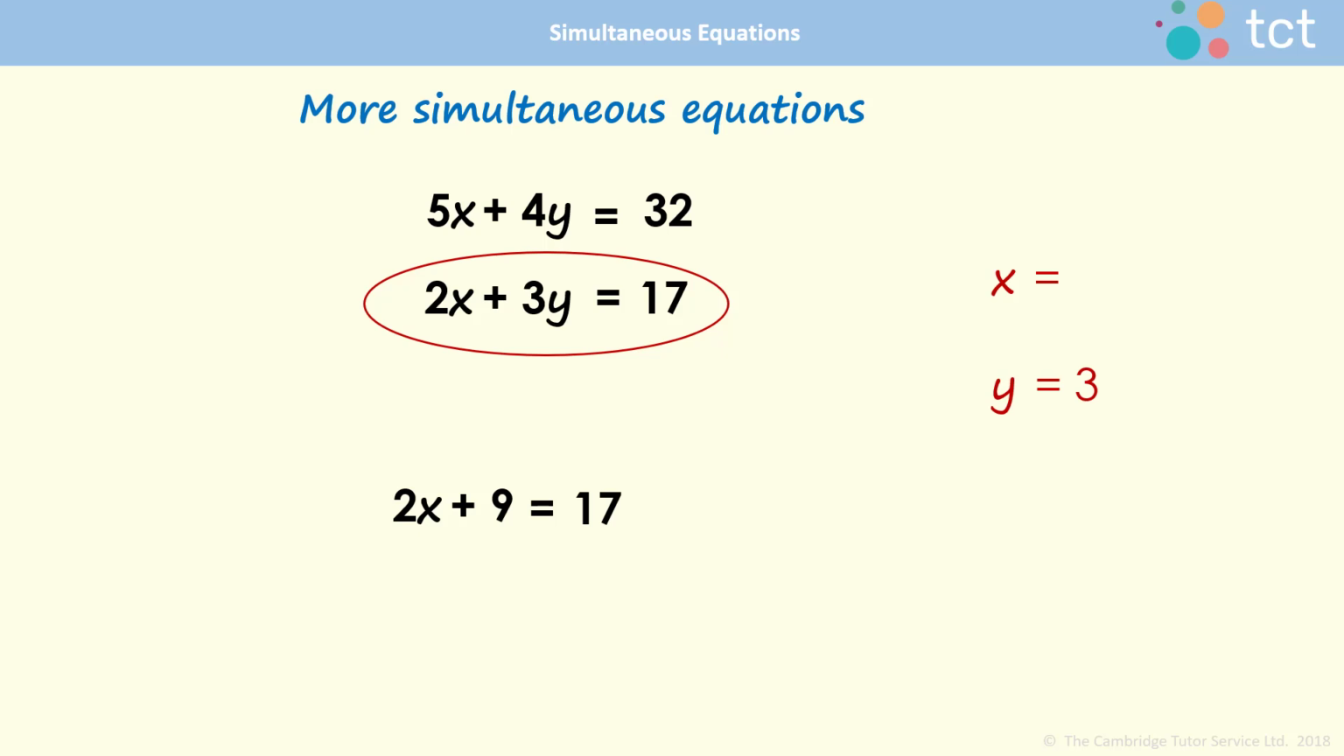To work out what the x is, I need to take that 9 away from both sides of the equation. On the side with 2x, if I take that 9 away, I just have 2x. And on the other side of the equal sign, if I take 9 away from 17, I have 8. So now we know that 2x equals 8. What's one lot of x? Well, 8 divided by 2, that's 4. So in this instance, x equals 4 and y equals 3.